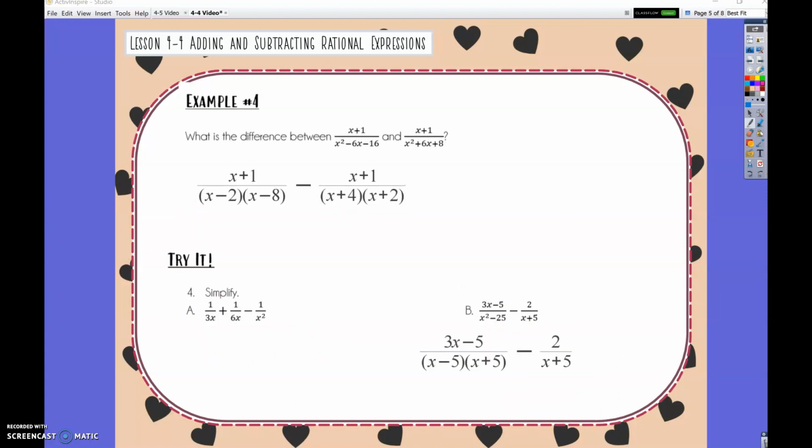Now there's not much difference to example 4, but now we're subtracting. So we still need a common denominator. So we have x plus 2 in common. Now I did factor those for you. So again, we're expecting those factoring skills to be decent so you can find the common factors. This guy over here feels like he's missing the x minus 8. And this guy over here feels like he's missing the x plus 4.